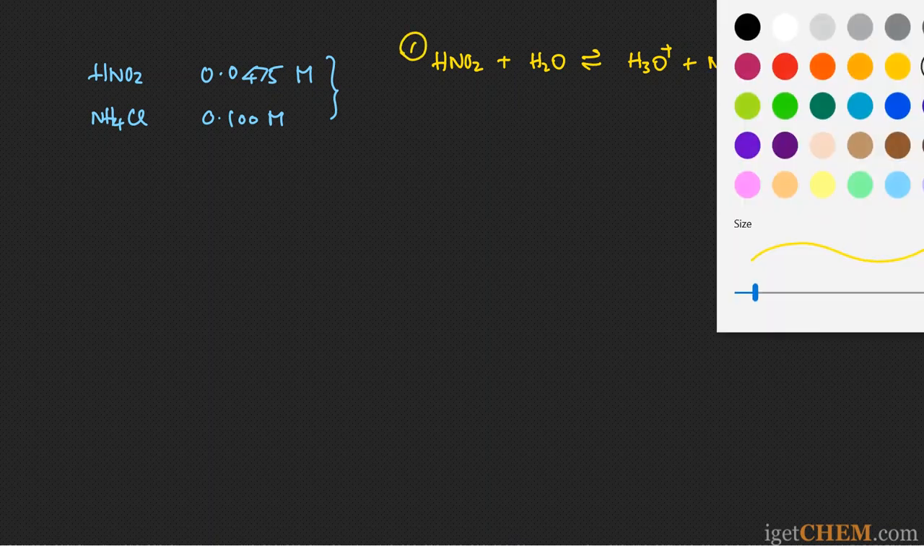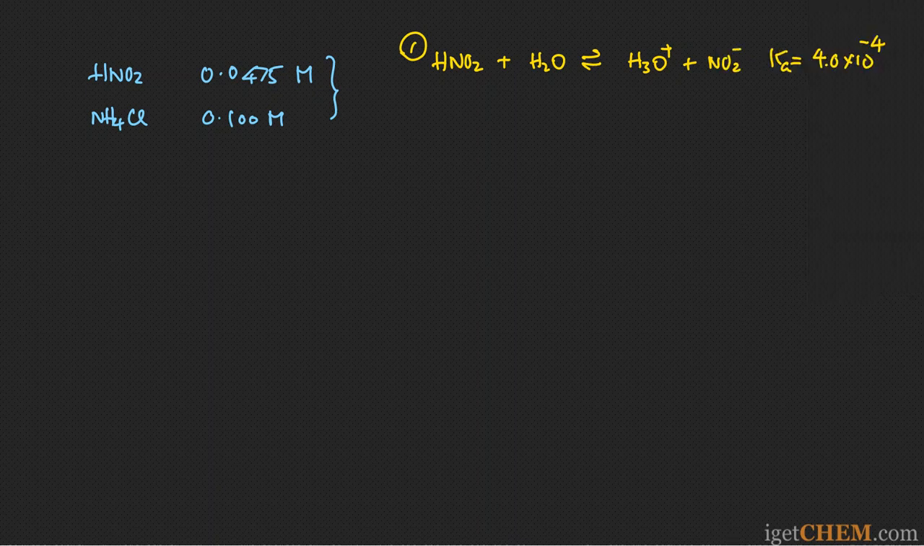The second equilibrium is, of course, the other one that we have to deal with, which is the dissociation of NH4 plus, which you get from dissolving ammonium chloride in solution. And so NH4 plus, acting as an acid, will donate a proton to H2O, making it H3O plus, and itself becoming dissolved ammonia, NH3. So you can look up the Ka value for that, and it turns out that the Ka value for that is 5.6 times 10 to the minus 10. So that is the second equilibrium.